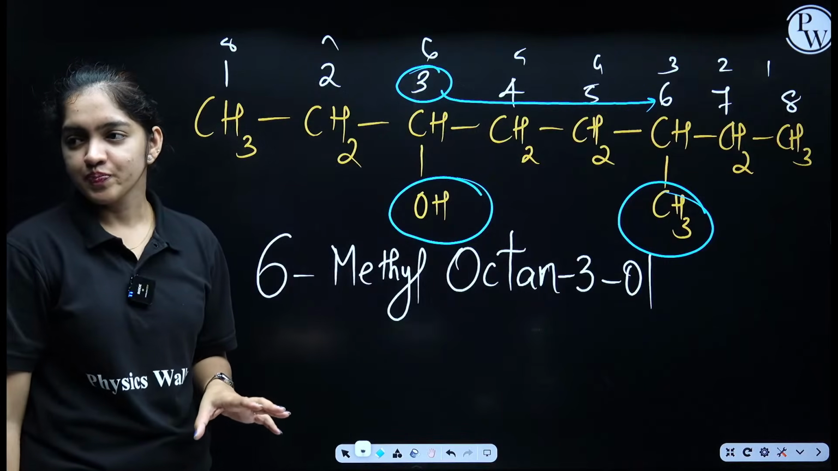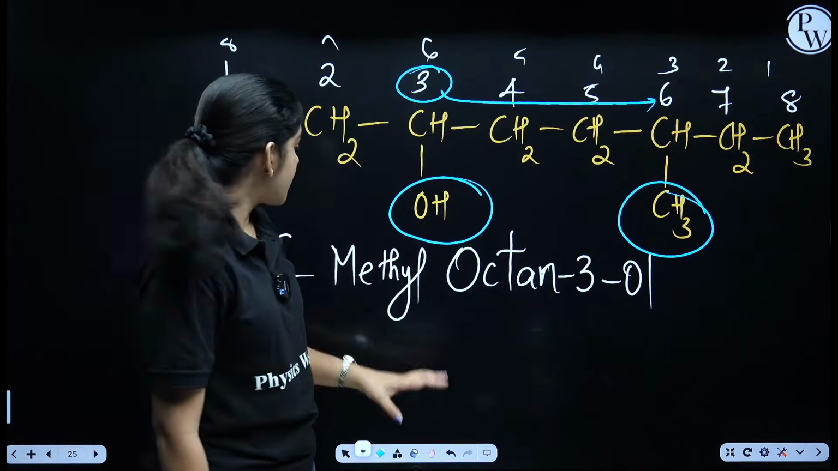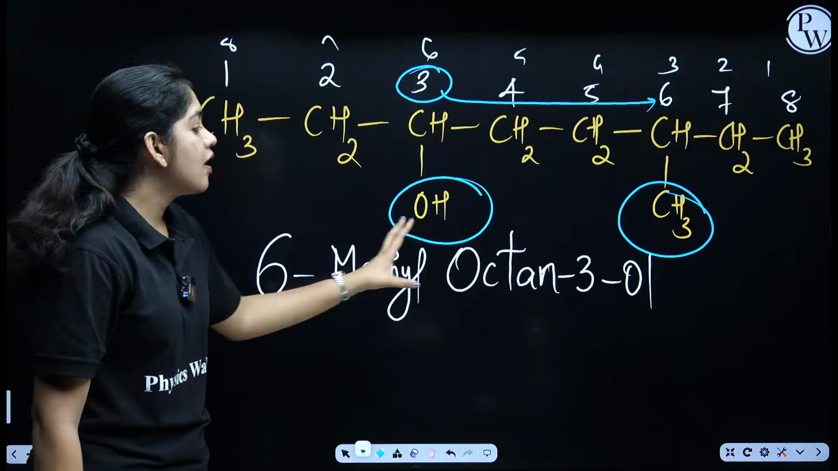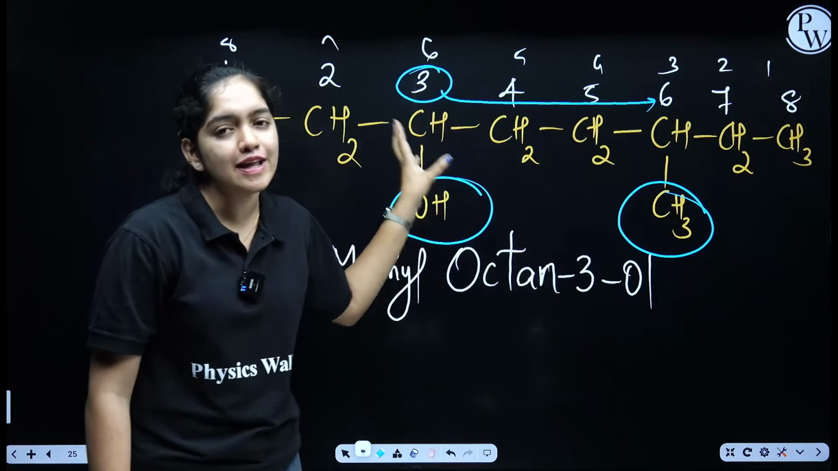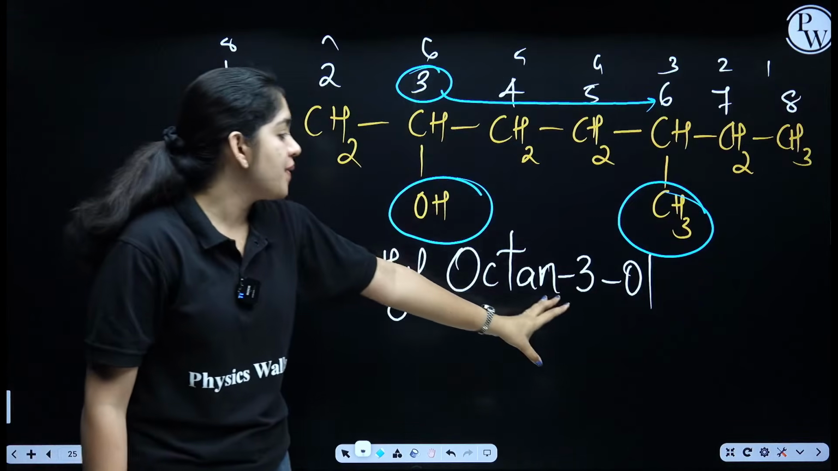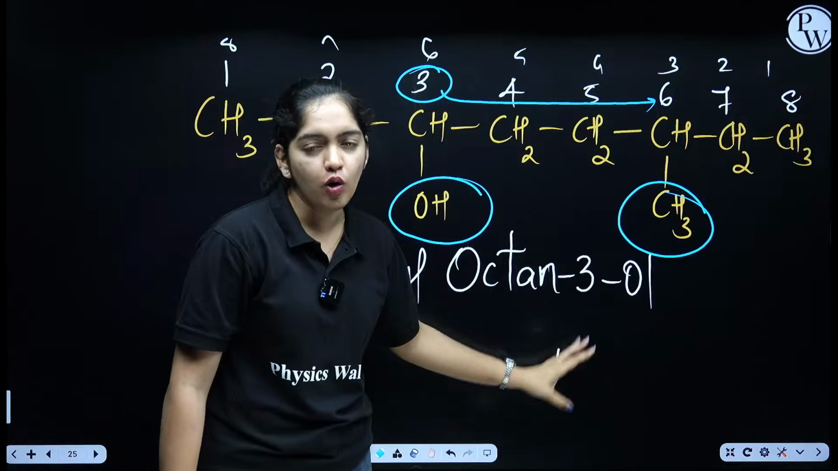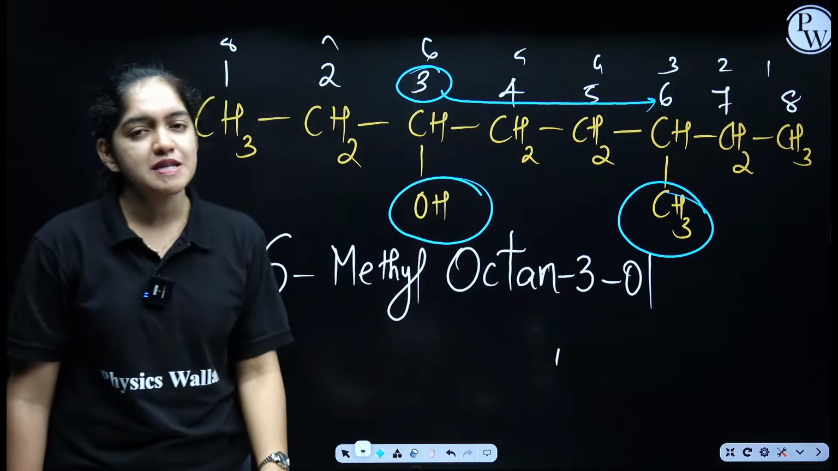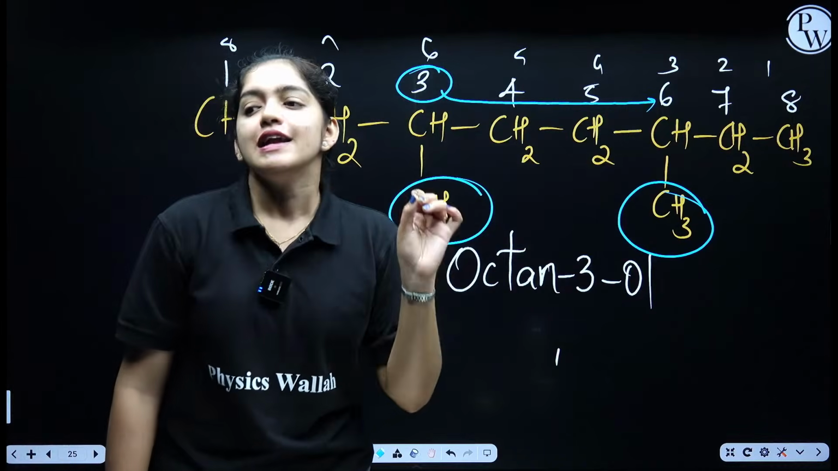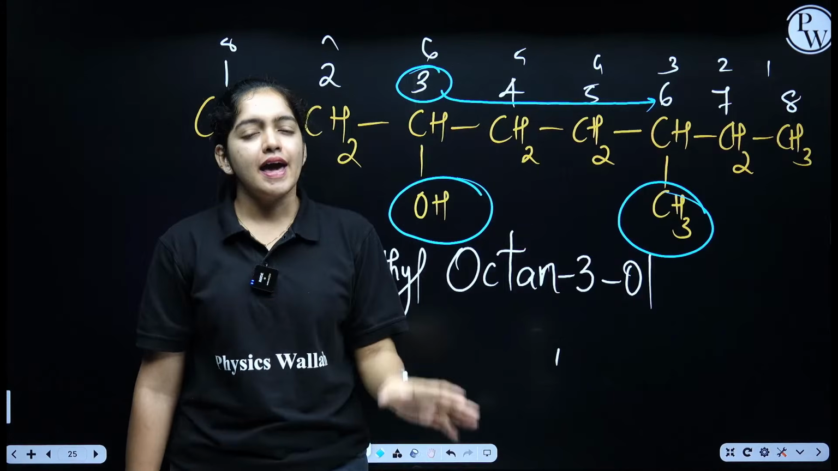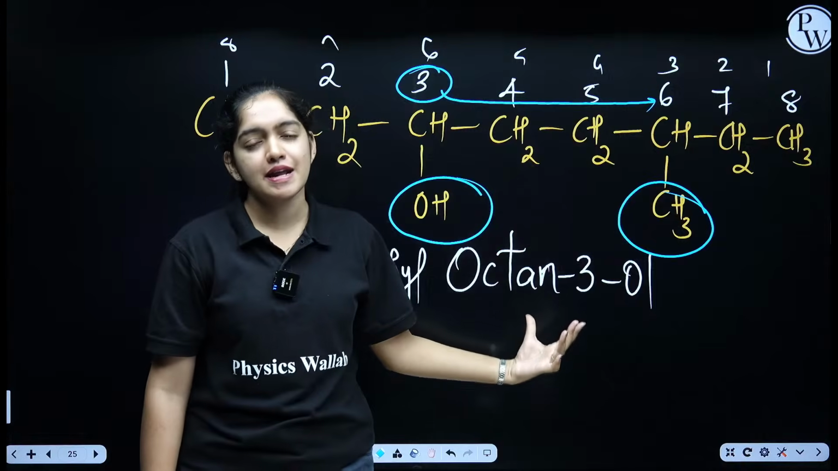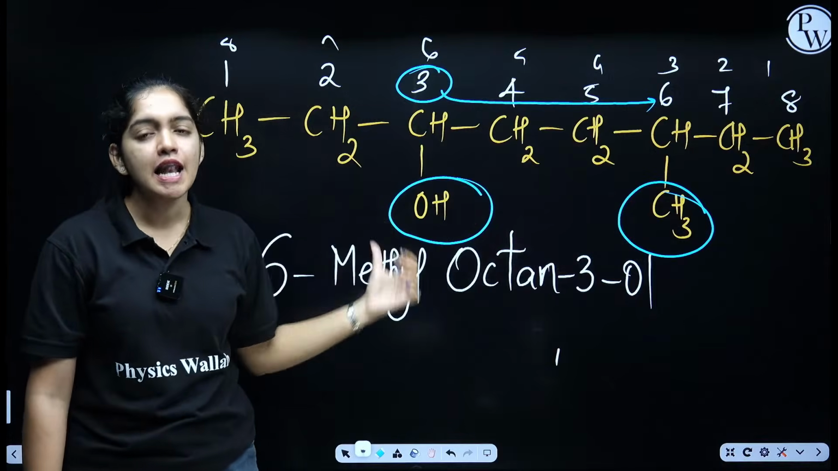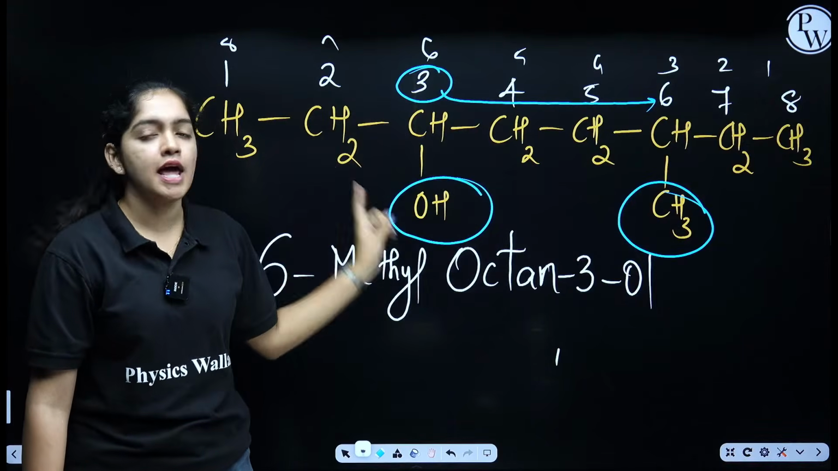Clear? So what is the name? 6-methyl octane, 3rd position, and ol is there. What is meant by ol? Alcohol. OH is present, so we mention that also: octane 3-ol. Clear? If a functional group is present, the functional group should get the least number. And if a branch is there, the branch should be mentioned before the parent chain name. That is 6-methyl octane, 3rd position, and ol is there.